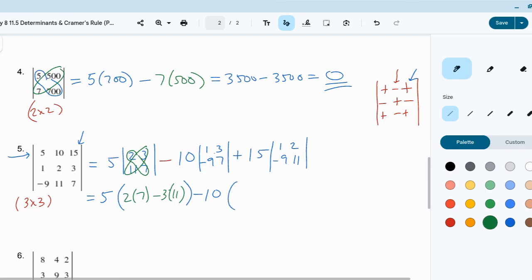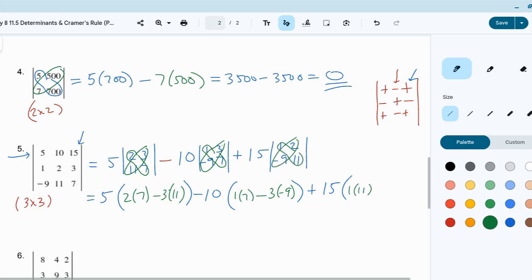Now I go the next way. I have 1 times 7 minus the opposite way. Now be careful because you have 3 times the negative 9. Uh-oh, negatives alert. Be careful. Plus, I got one more. I got 15. I do my 2 by 2 determinant like we've been doing the last couple times.